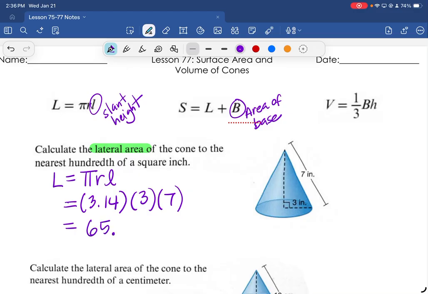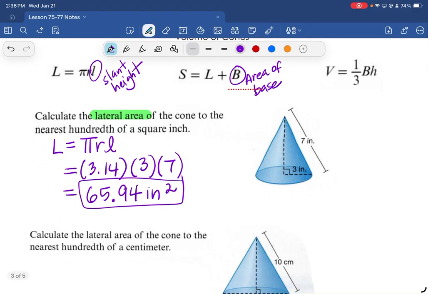That's 66. But it says nearest hundredth. So round to 2 decimal places. So 65.94. Is that what y'all got? Yeah. Inches squared. If they said round to the nearest square inch, then we could say 66. But they didn't say that. They said hundredth.